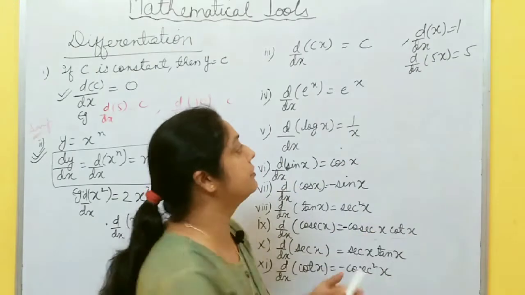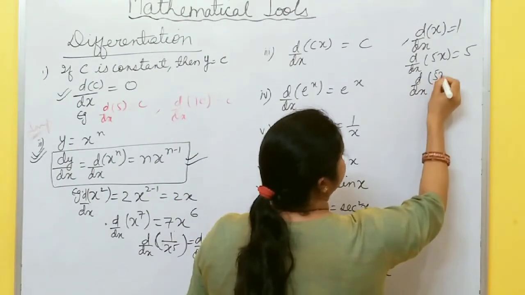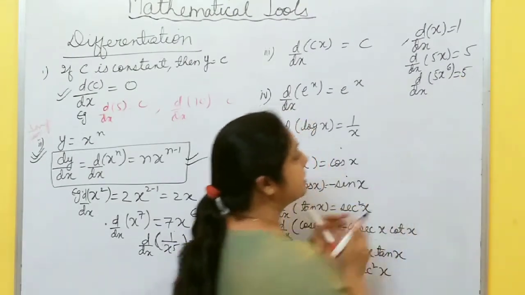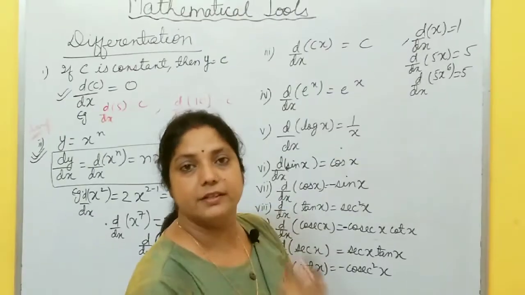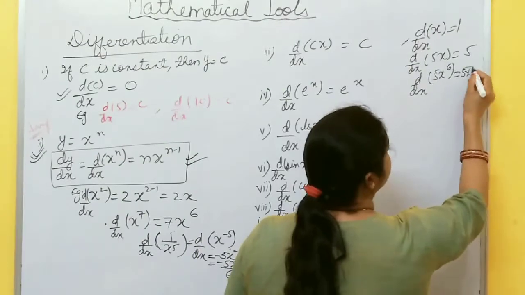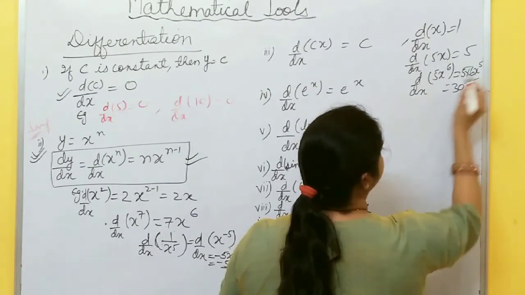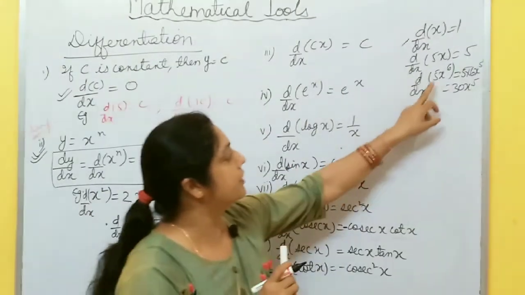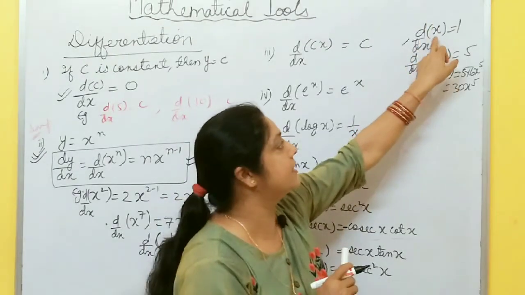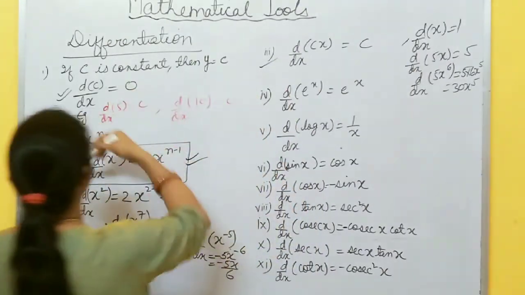Differentiation of x is 1, and you always take the constant outside. Suppose differentiation of 5x to the power 6. Then 5 is constant, you take 5 outside. Differentiation of x to the power 6 is 6x to the power 6 minus 1, which is 5. So 5 into 6 x to the power 5 means 30 x to the power 5. In this way you solve. If x is there, it means it is 1. So these first 3 formulas are important.